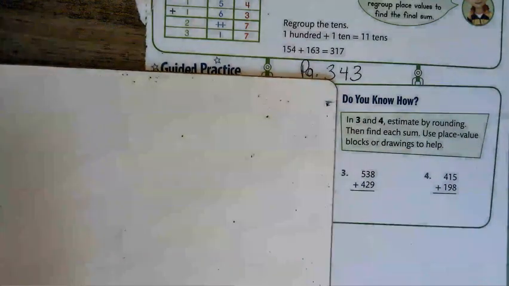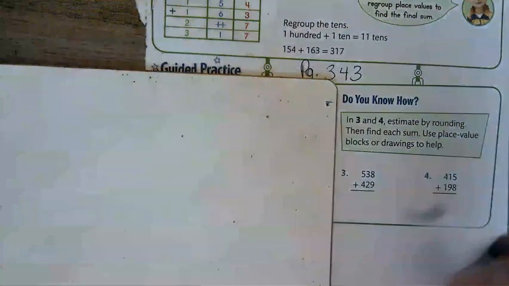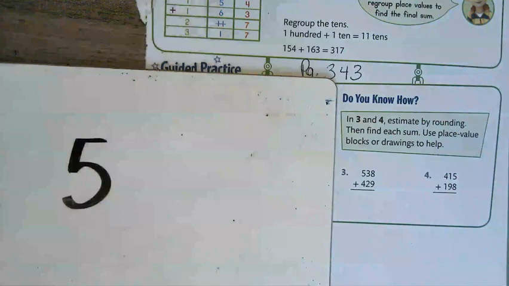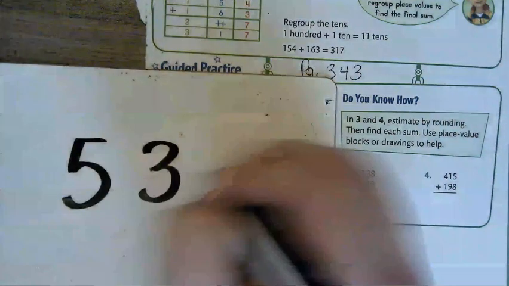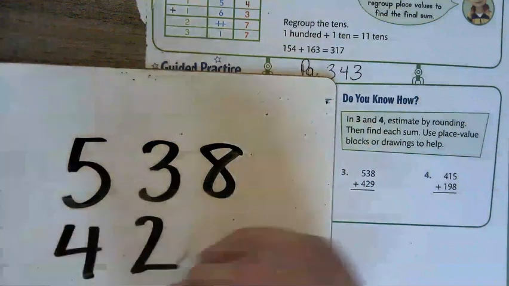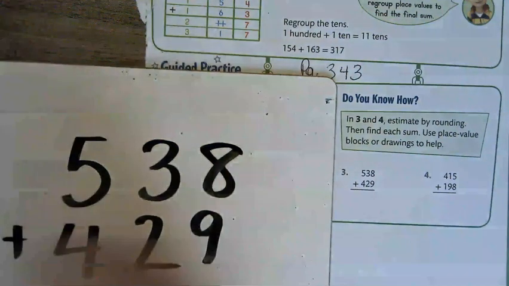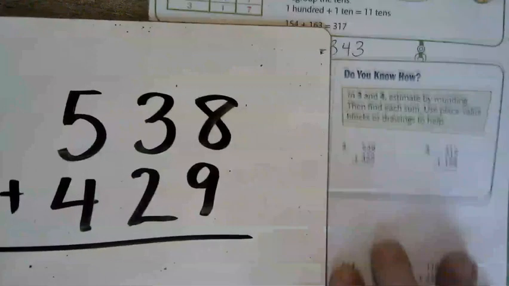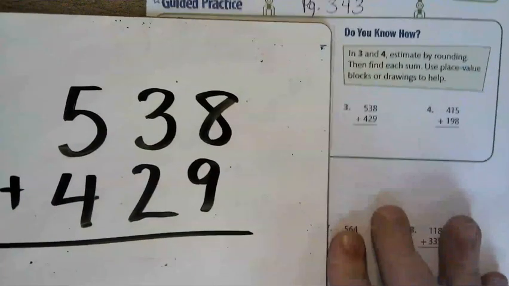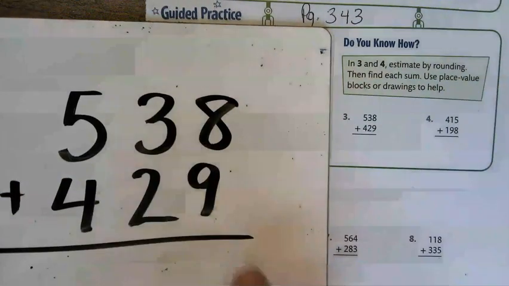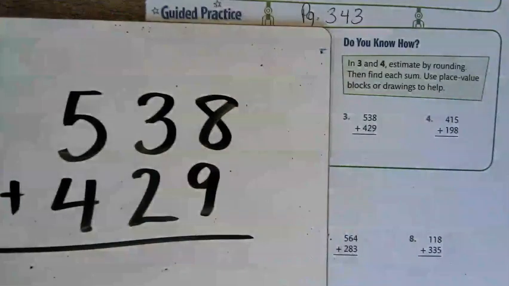Now, for number 3, I'm going to just write it over here. You grab your pencil. I want you writing these down with me, okay? So I have 538. They've already given us that. And then we're going to have 429. All right, we want to add those together. Now, when I add these together, I start in my ones place.